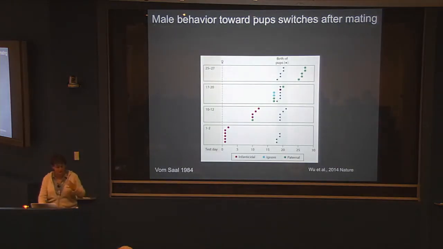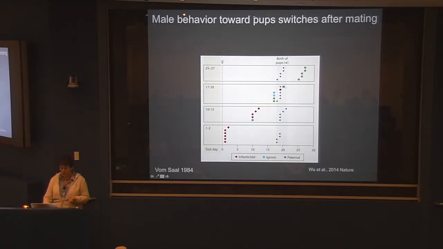confirm this experiment. And amazingly, actually, von Zal was absolutely correct. So he put some male in contact with females and then tested them immediately after mating, at time 0, and they were all infanticidal. He tested them 1 week to 10 days after mating with a female, and they were also all infanticidal.